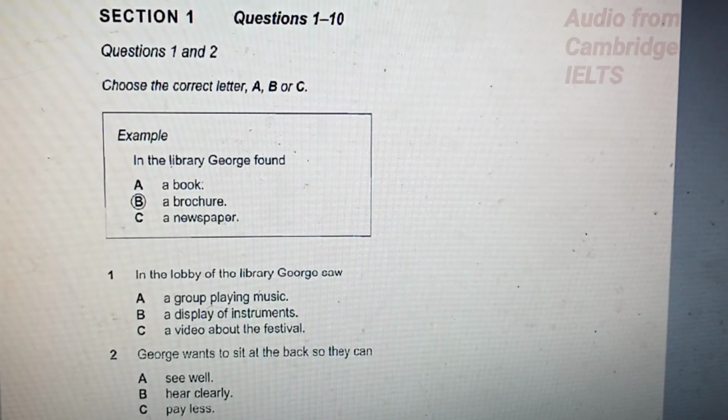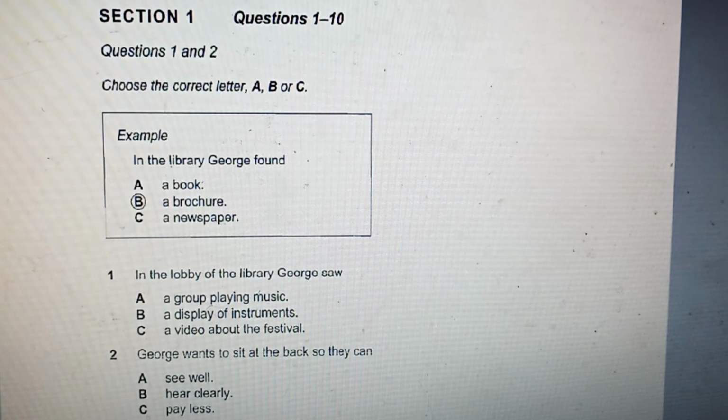Section 1. You will hear a conversation between two friends called George and Nina about a summer music festival. First, you have some time to look at questions 1 and 2. You will see that there is an example that has been done for you. On this occasion only, the conversation relating to this will be played first.